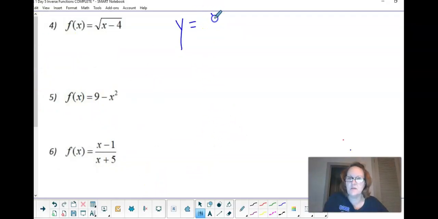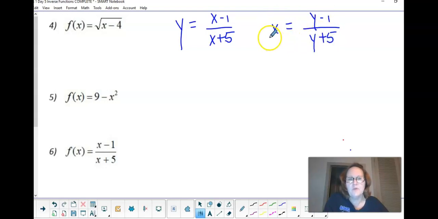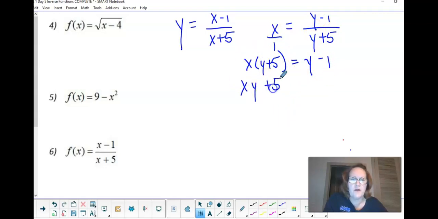Instead of f of x equals x minus 1 over x plus 5, switch the x and the y. So we have x equals y minus 1 over y plus 5. I'm going to write this over 1 because over here we have this fraction and the y is in both the numerator and denominator, and I need to solve for y. So I'm going to use cross products to try to get rid of the fraction first. So let's do x times y plus 5 equals 1 times y minus 1. And then I'll distribute the x: xy plus 5x equals y minus 1.